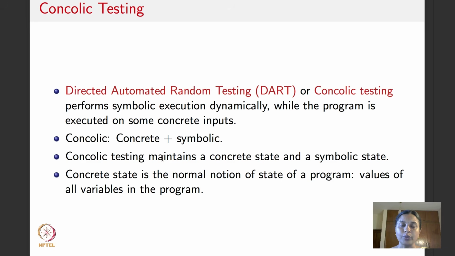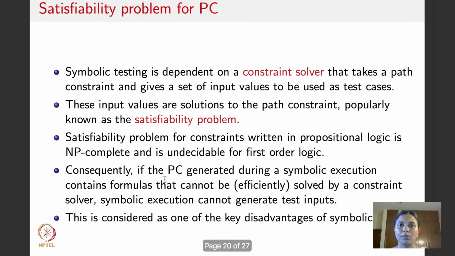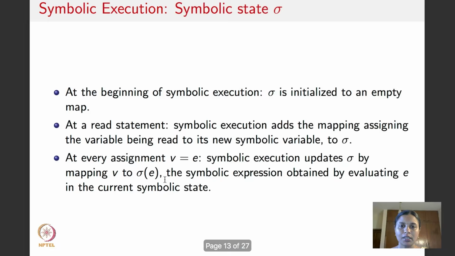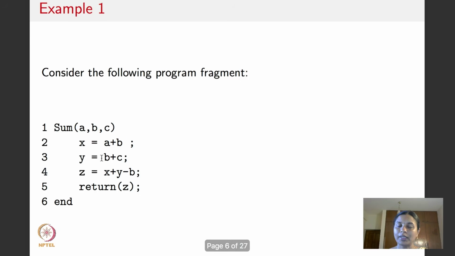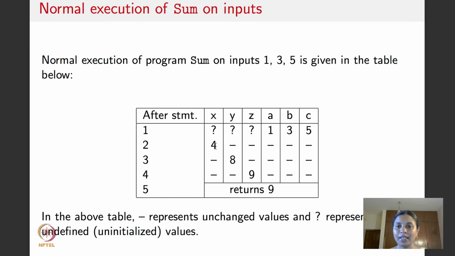Concolic testing, as I told you, keeps the concrete state along with the symbolic state. Concrete state is the normal notion of a state of a program. If you remember in the last lecture, if you'd let me go back in my slides for a minute, we had this sum program that calculated the sum. A concrete state would be: the value of A is 1, B is 3, C is 5, X is 4, Y is 8, Z is 9. After statement number 4, the concrete state would be X 4, Y 8, Z 9, A 1, B 3, C 5.